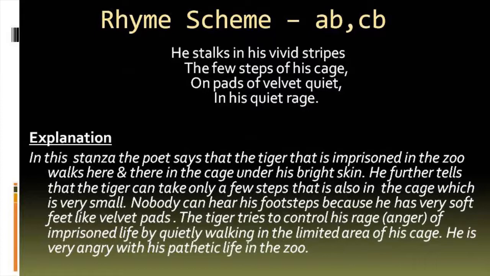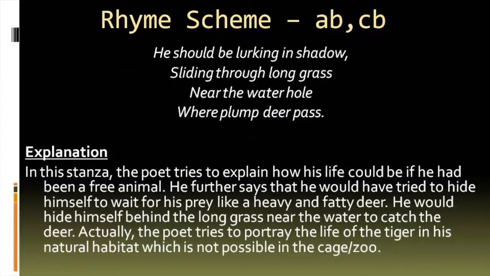In his quiet rage. Now see, the oxymoron is used here. Quiet means silent, and rage means extreme anger. So how is it possible that extreme anger becomes very quiet? That is known as oxymoron. In his quiet rage. So the poet is saying that the tiger is very angry because his life is confined completely in this cage, but he is quiet because he doesn't have any other option. He cannot do anything. He is helpless. That is why he is quiet.